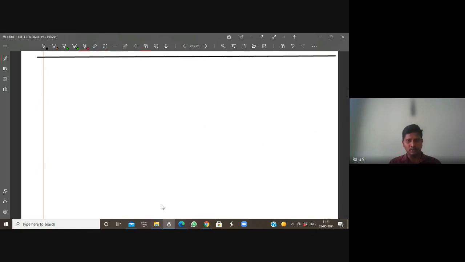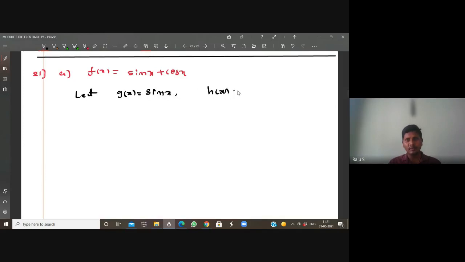Right, see here, question number 21. The first subdivision is sin x plus cos x. So f of x is given as sin x plus cos x. Now I want to check whether the given function is continuous or not. So let us consider g of x as sin x and h of x as cos x. Individually I want to check continuity.